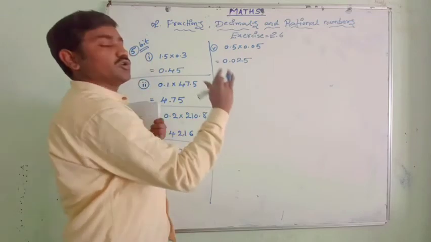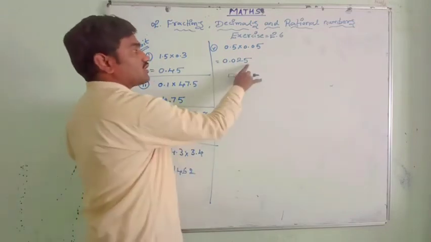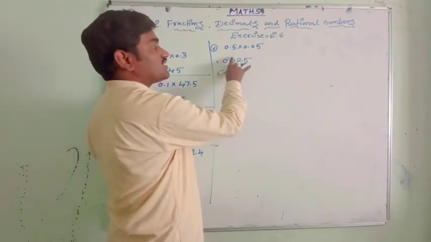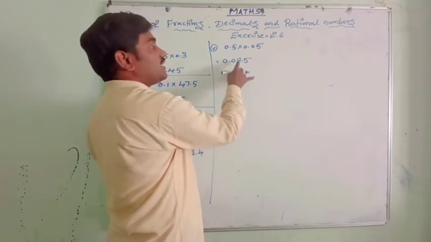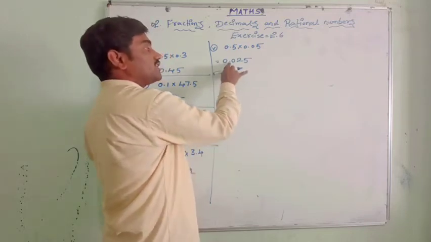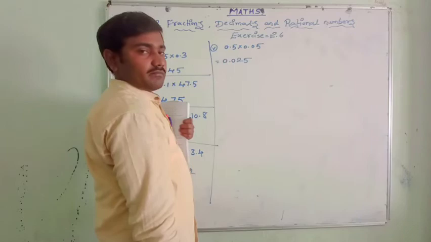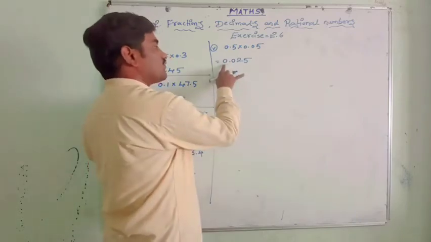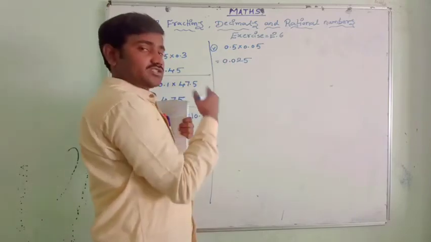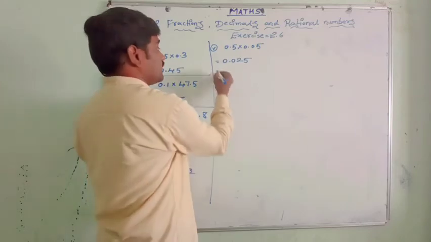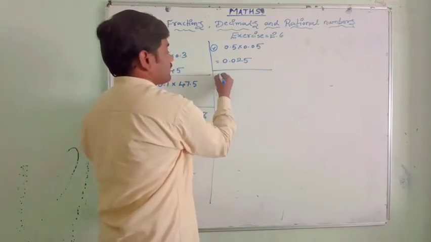That is 0.025. So you count that there is only 2 digits. For the third digit I kept 0. Then after the 3 digits I have to keep a decimal point. So I kept the decimal point. Then before the decimal point there is no number, so there is always a 0. Okay. Then the fifth one is completed.